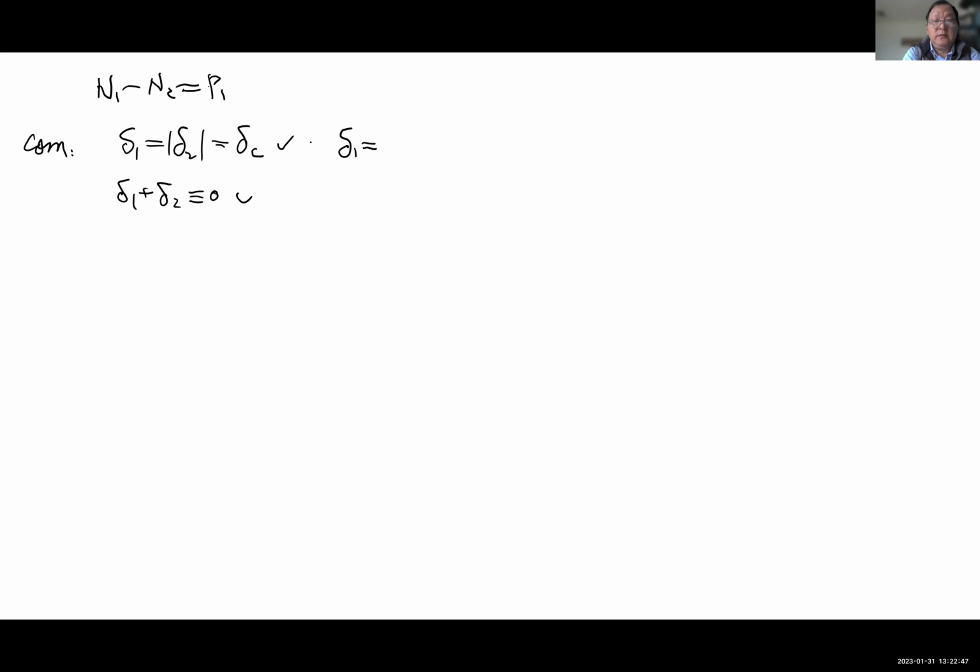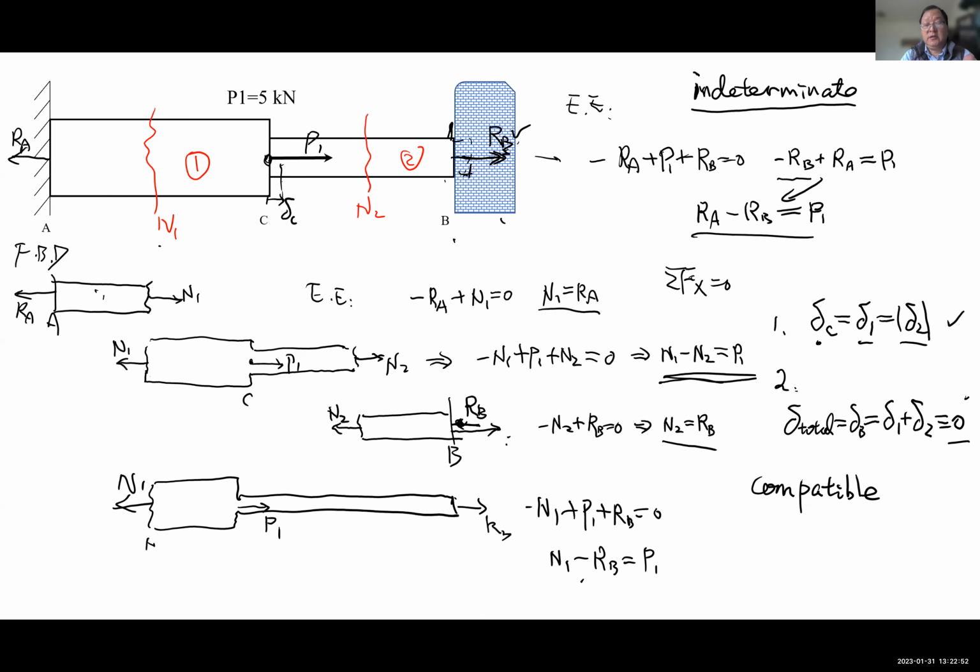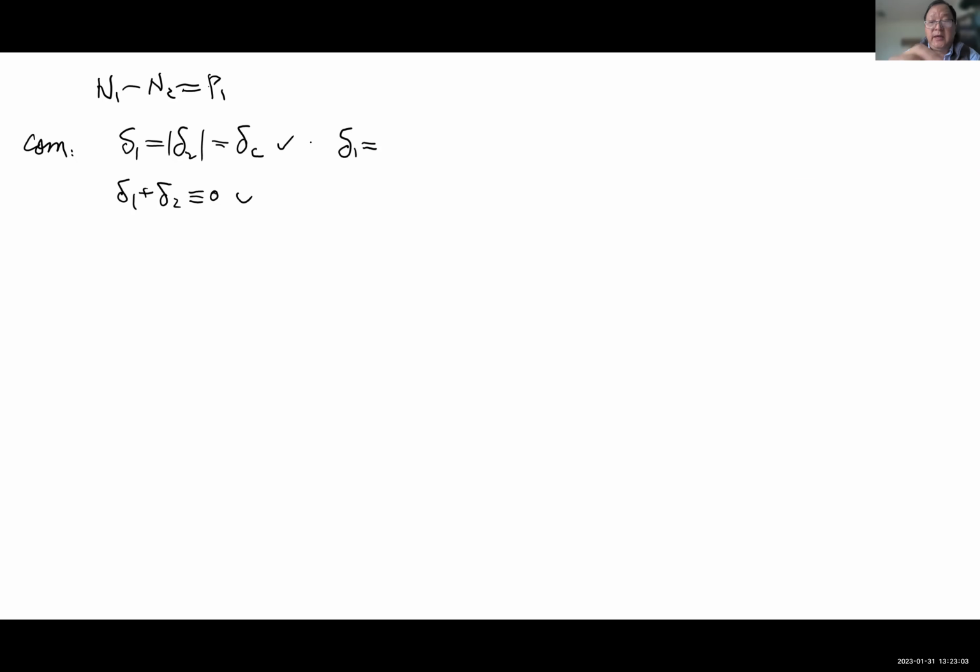If you look at this structure, because the middle point is connected, if we move delta C to the right, point C moves there. So bar 1 is getting elongation and bar 2 is getting compression. If you don't like the absolute value there, since it's hard to do the calculation, we just write it equals negative delta 2, which equals delta C. Or you can write it this way: delta 1 equals delta C, and delta 2 equals negative delta C.